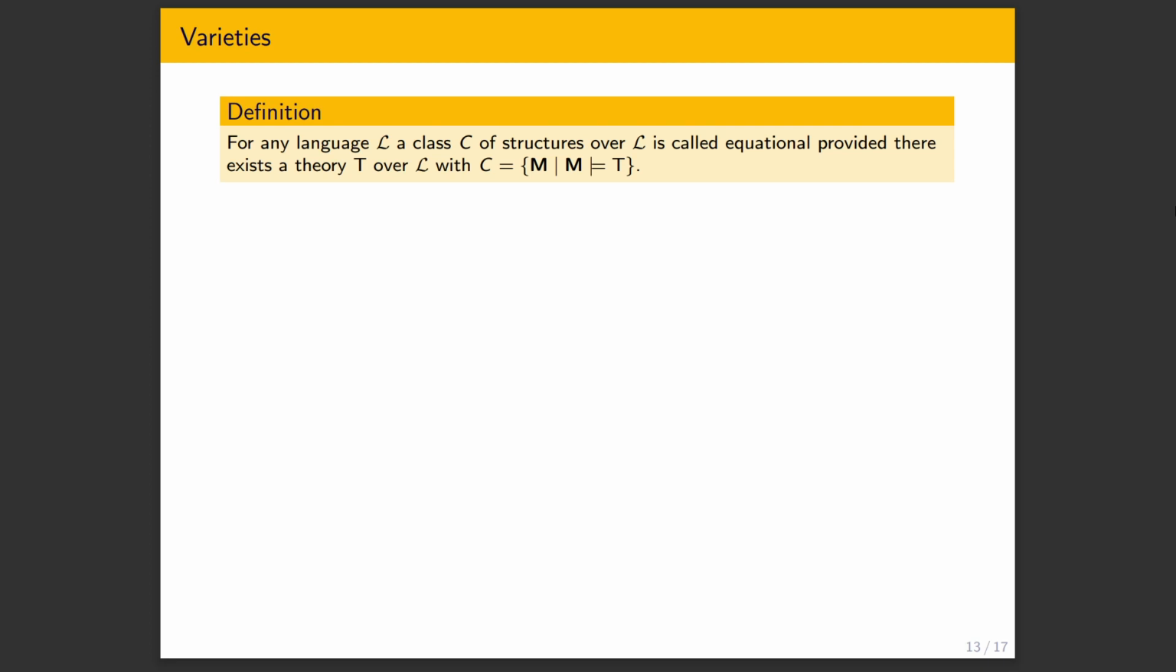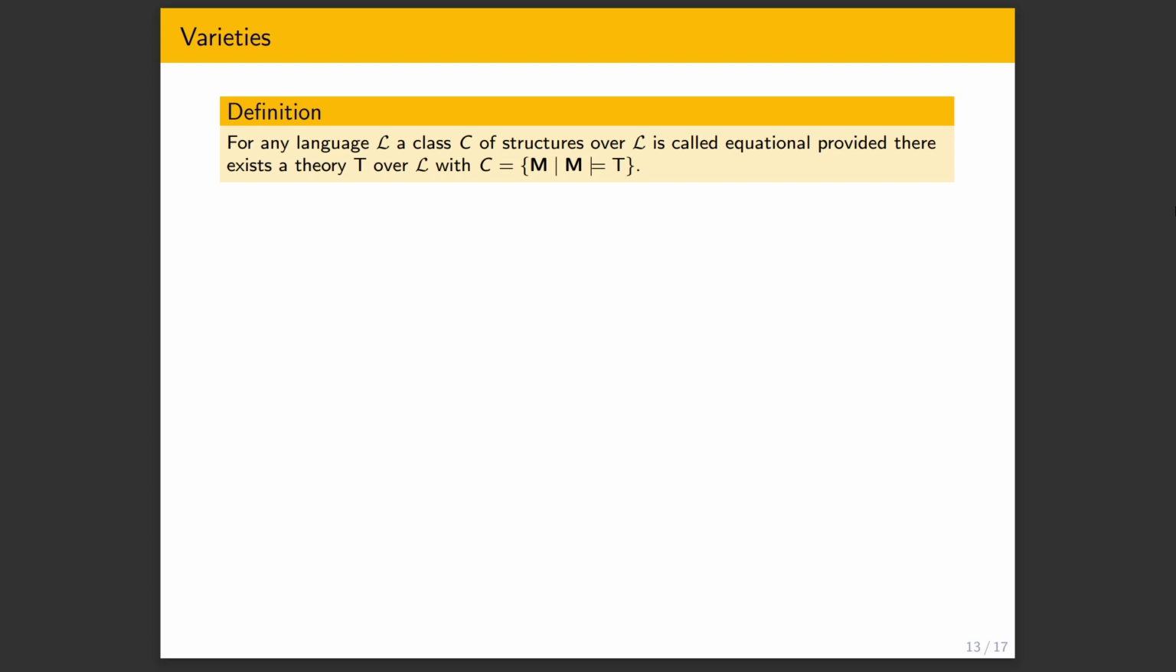So let's define a variety, but first I'll define what an equational class is, because a variety is going to be a special case of an equational class. So an equational class over a language is just the set or the class of all models of a given theory. So a class is equational if the elements of the class are models of some theory over some language.